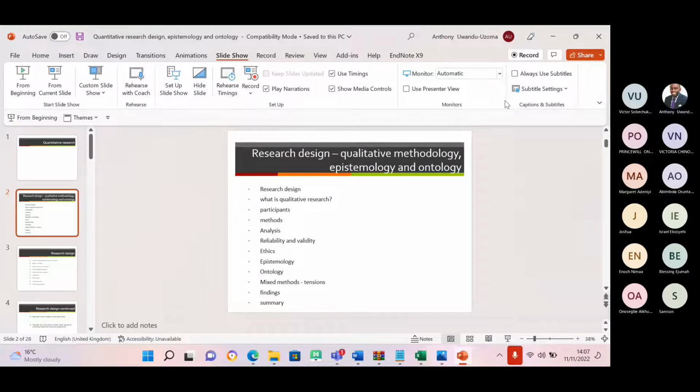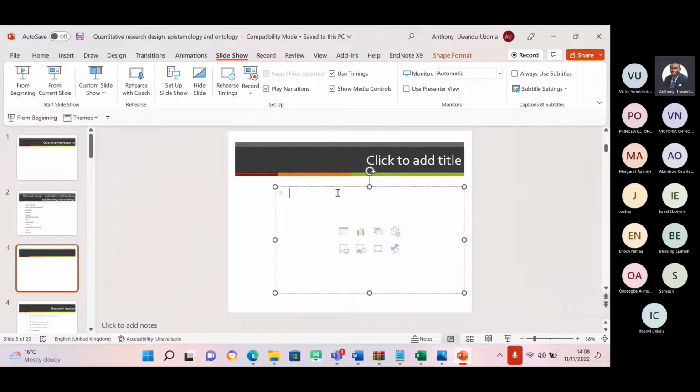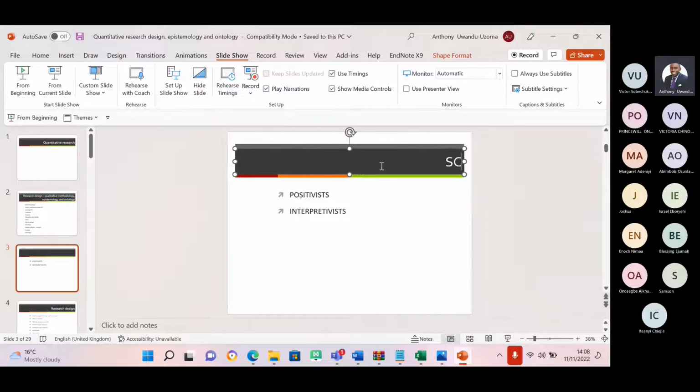Let me create a new slide. So there are two schools of thought. The first one is the positivist, and then the second one is the interpretivist. So what it means is that if you are doing your research, your research philosophy is either one of these two.